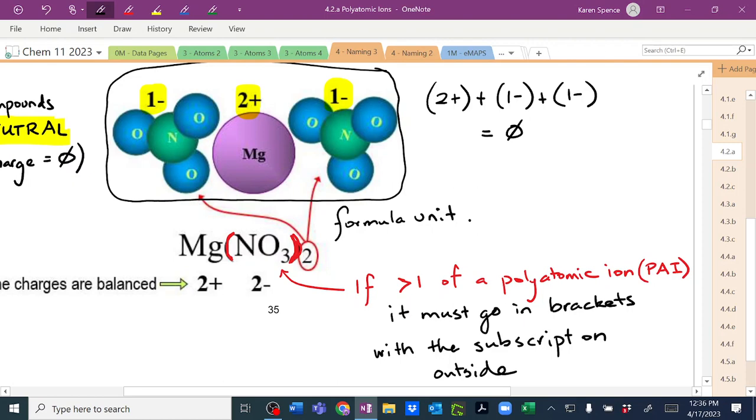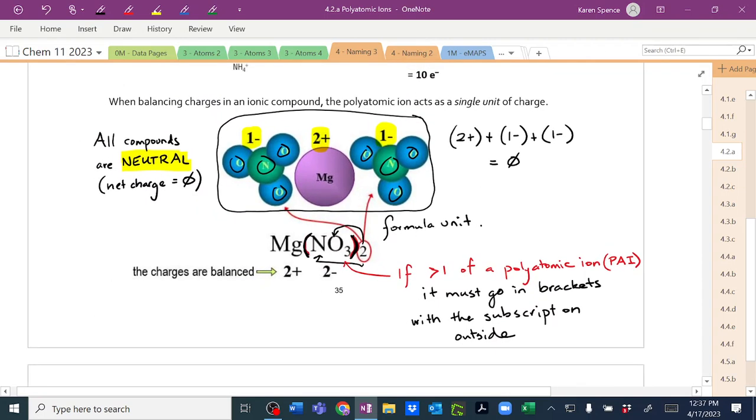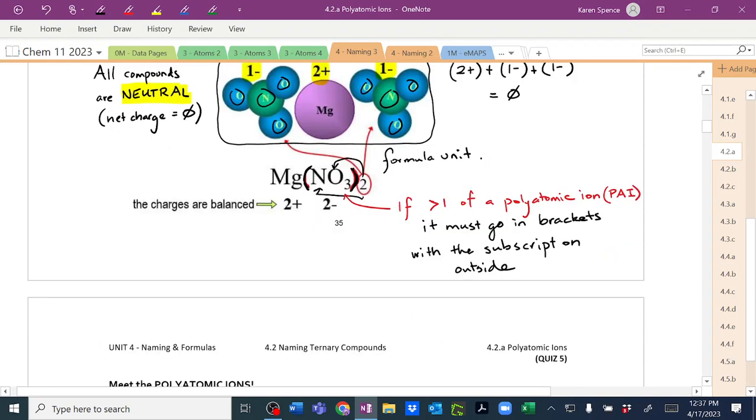So what that means is that we don't just have 2 of the oxygens or 2 of the nitrogens, we have 2 of everything that's in there. So if you were to actually count it up, the 2 applies to the N, so we actually have 2 N's. The 2 applies to the O3, so we actually have 1, 2, 3, 4, 5, 6 O's in that formula. Okay. So that is an example. There we go.